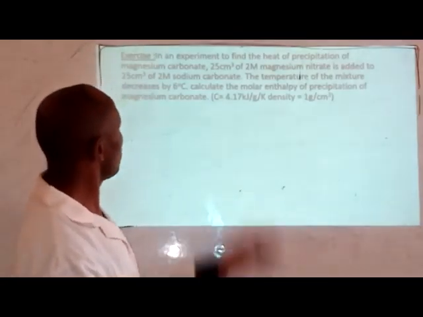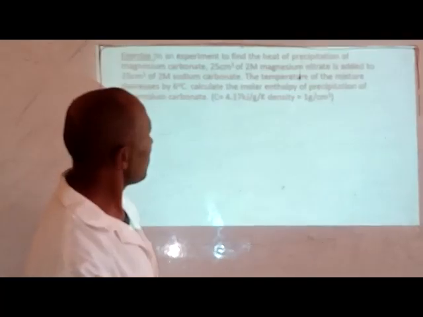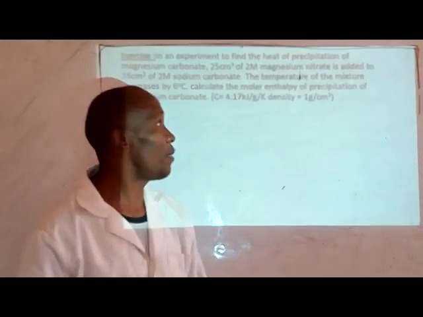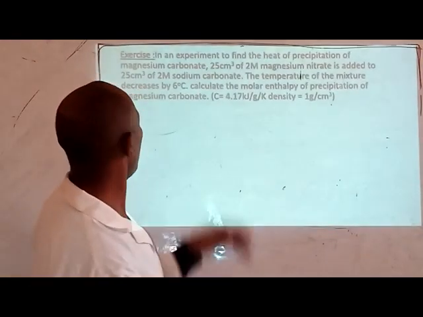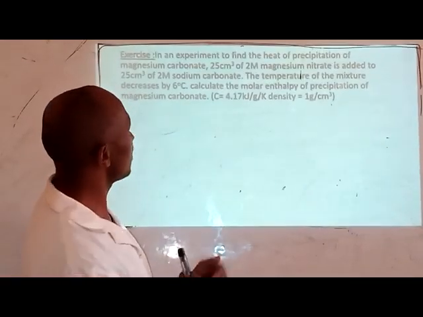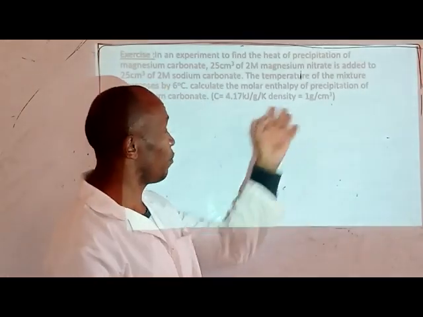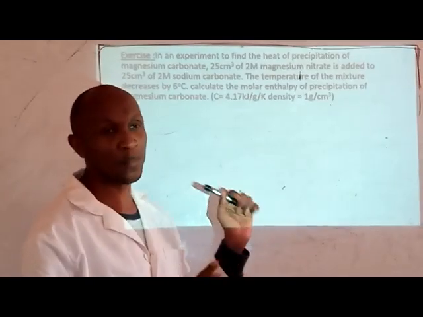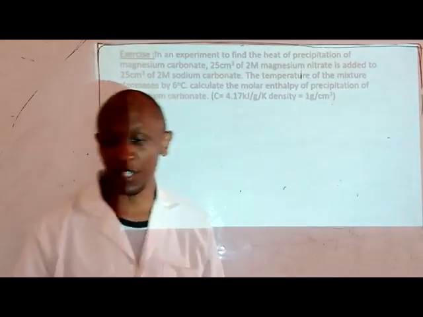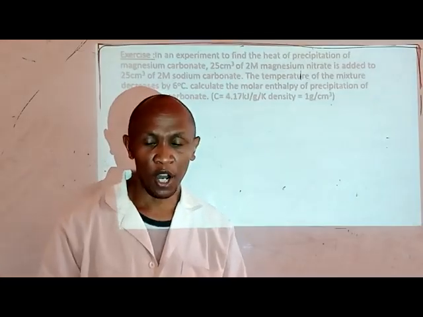So what does the question read? In an experiment to find the heat of precipitation of magnesium carbonate, 25 cubic centimeters of 2 molar magnesium nitrate is added to 25 cubic centimeters of 2 molar sodium carbonate. The temperature of the mixture decreased by 6 degrees Celsius. Find the molar enthalpy of precipitation of magnesium carbonate. I hope that can be done. By now it should be becoming very easy. So we will proceed to the enthalpy of solution.